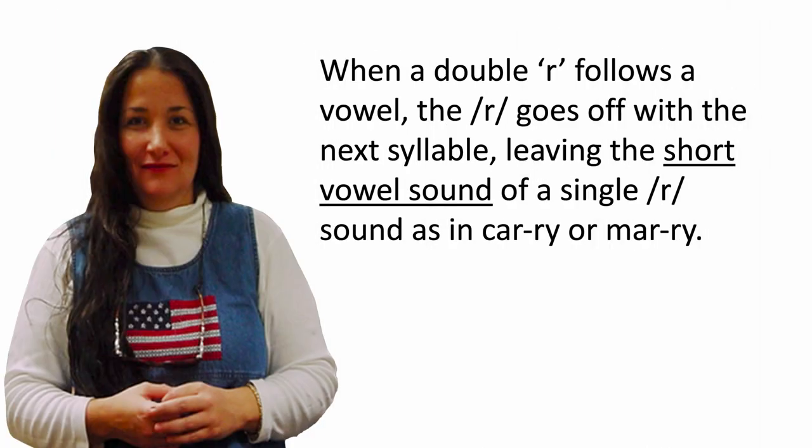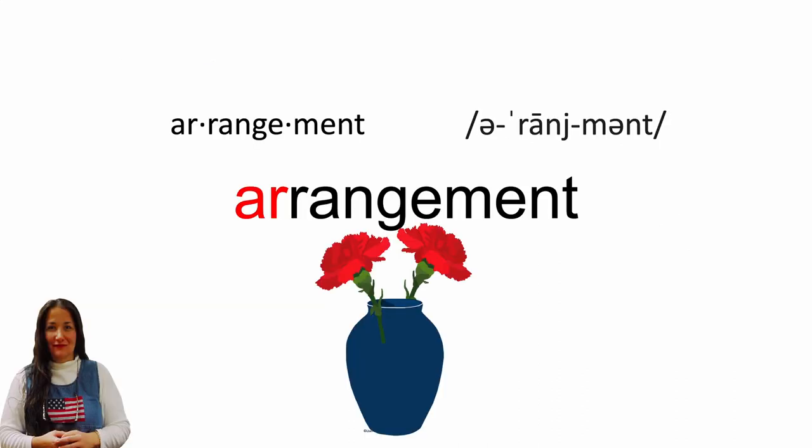Here are some of the rules. When a double R follows a vowel, the R goes off with the next syllable, leaving the short vowel sound of a single R sound, as in carry or marry. Here we have the word arrangement. And look at the top. I've taken the word arrangement and broken the syllables.